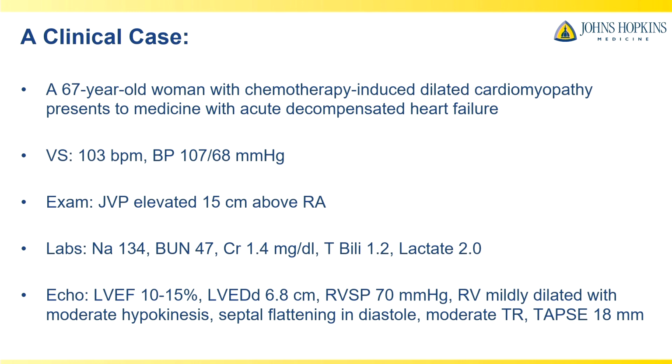And her echo shows a dilated LV, EF 10 to 15%. RVSP notably is 70 millimeters. But with that, her RV seems okay, at least.